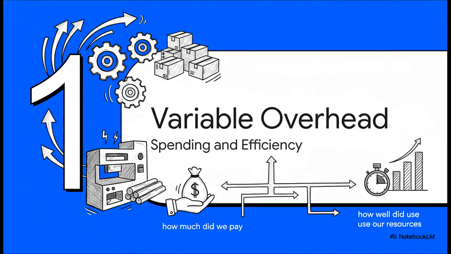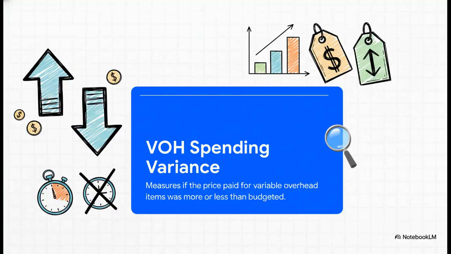Okay, let's start on the left side of our map, variable overhead. These are all the costs that move up and down with your production levels, things like indirect materials or the power to run your machines. This whole branch really splits into 2 fundamental questions: how much did we pay for things, and how well did we use them? First up, we've got the spending variance. And listen, this one is purely a price issue. It doesn't care how efficient you were, it asks one simple question. For every hour of work we put in, did we pay more or less for our variable overhead items than we originally budgeted? That's it.